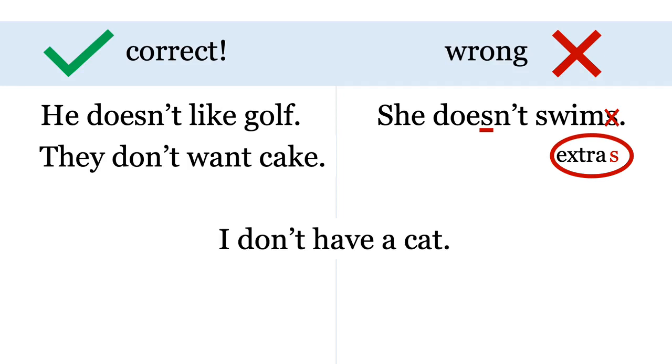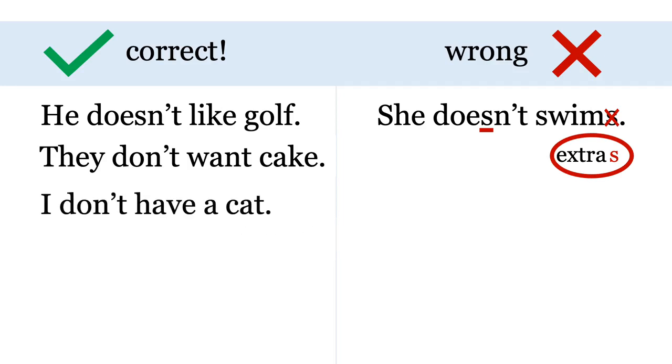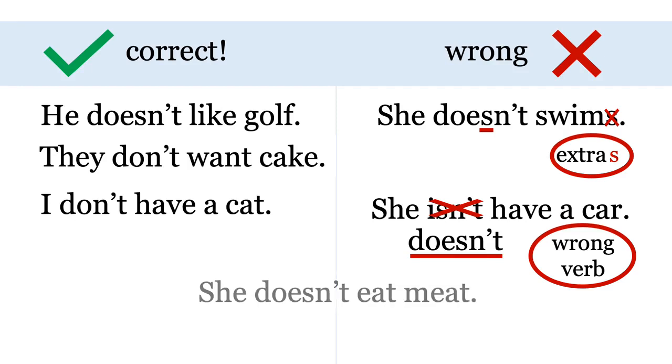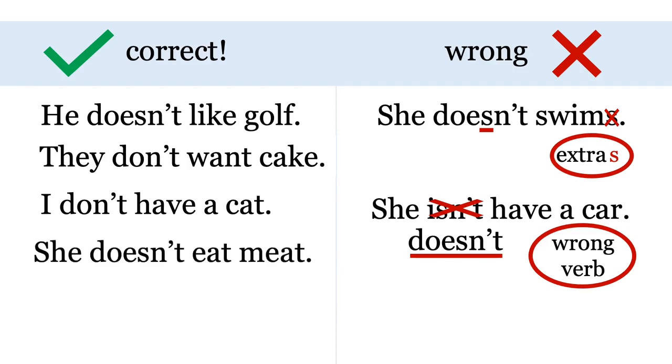I don't have a cat. That's correct. She isn't have a car. This is incorrect. This is the wrong verb. We need doesn't. She doesn't have a car. Isn't is the be verb, and we don't put it with the verb have. She doesn't have a car. She doesn't eat meat. Yes, that is correct.